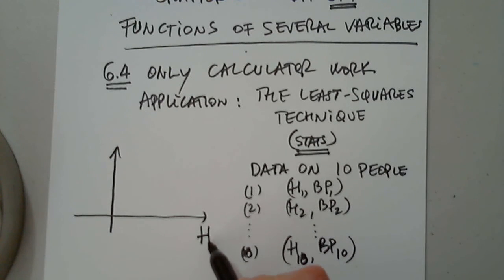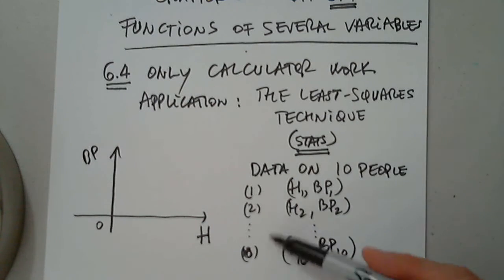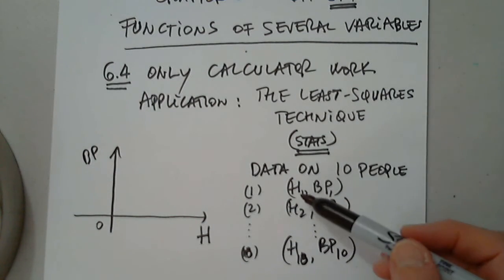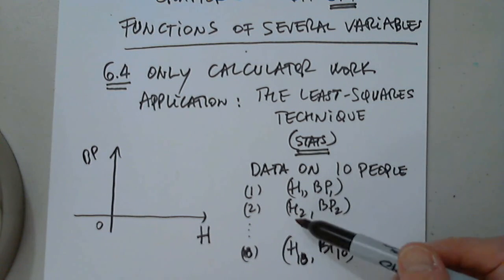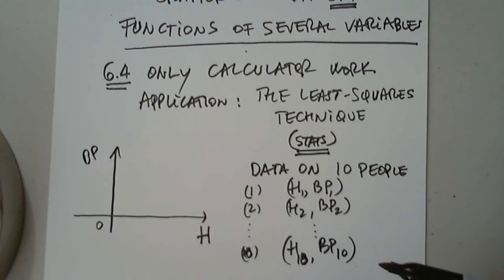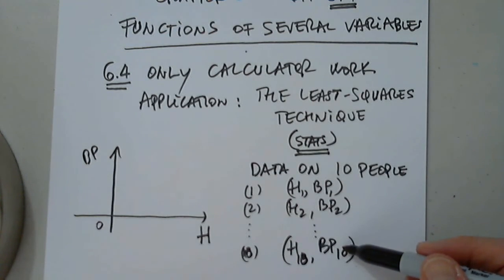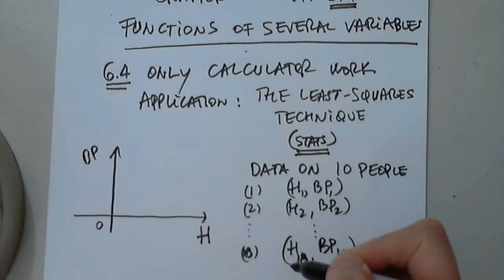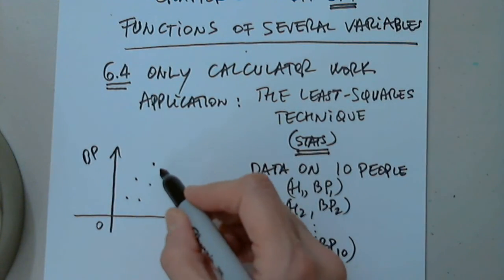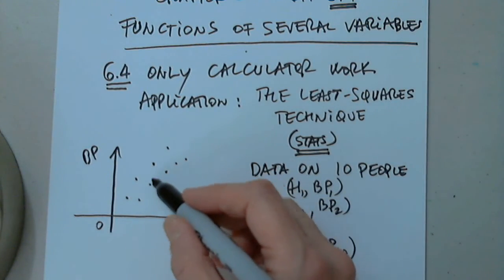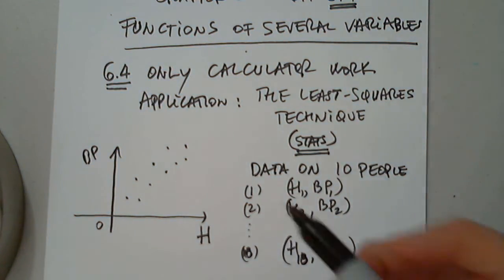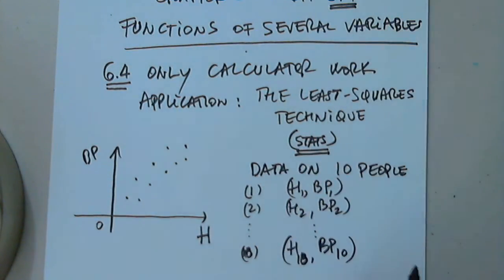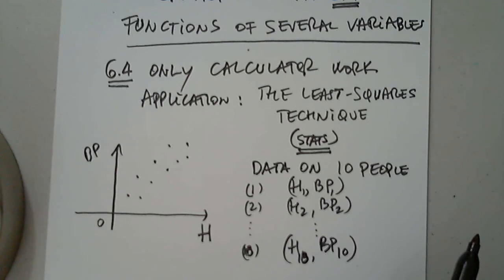I'm going to say the height is on the x-axis, as the first variable, and the blood pressure on the y-axis. Let's say 5'5", 100; 5'7", 110; 6'0", 115. And I plot the points. Do I have 10? 2, 4, 6, 8, 10. Good, so I plotted all of these.